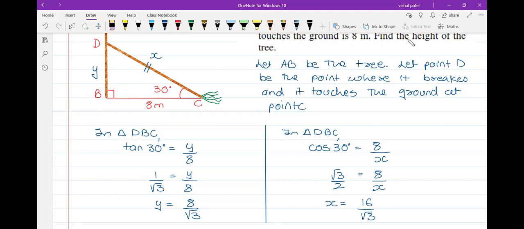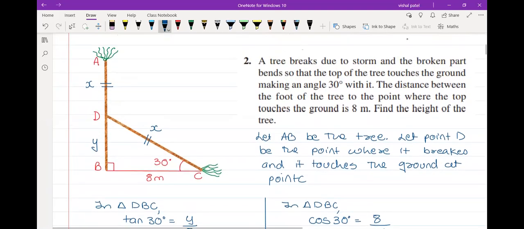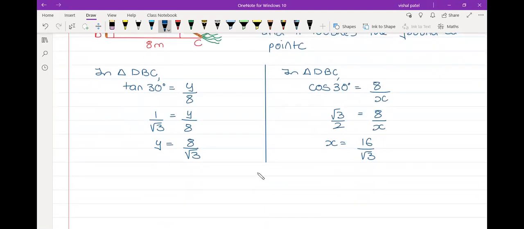Okay, now I got the value of x and y. Now what is the question asked? The question asked is, I have to find the value of the height of the tree. Matlab ye, see, I'm showing you the diagram. Total. Total means what I have to do? I have to add x and y. Okay, I have to add x and y. Now, see this, students, what I'm writing.